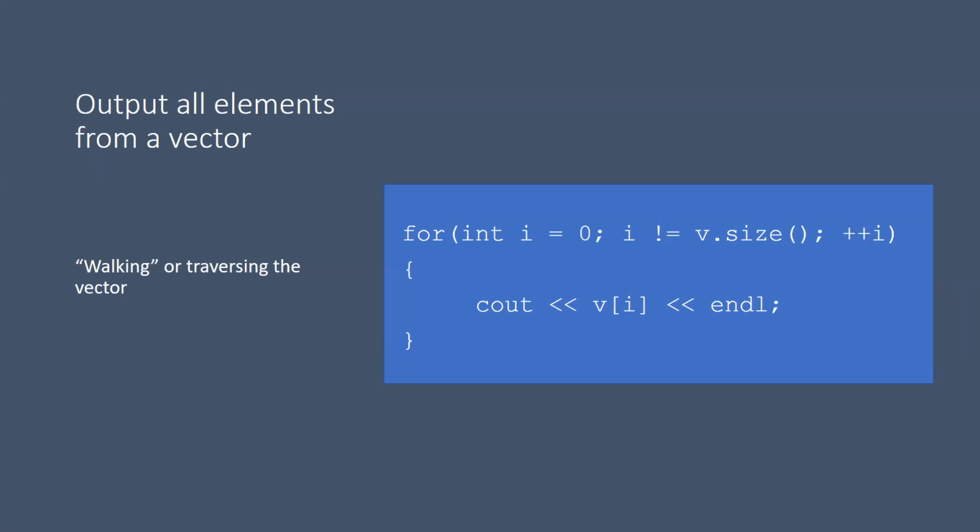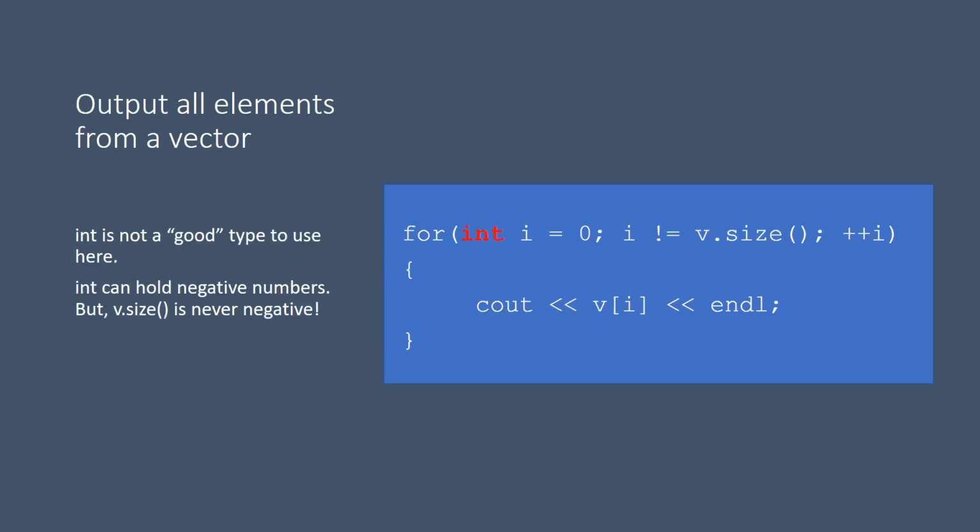Similarly, if I wished to output all the elements from a vector, I could walk or traverse the vector in the same way I could walk or traverse the array, right? I could go from i equals 0 to v.size(), incrementing i as I go along, and output all of the elements. And that will work fine. There is one note I would add here too. The problem is that int is not actually a good type to use here, okay? Int as a type can hold both positive and negative integers. But the size of vectors and the size of arrays are always positive numbers.